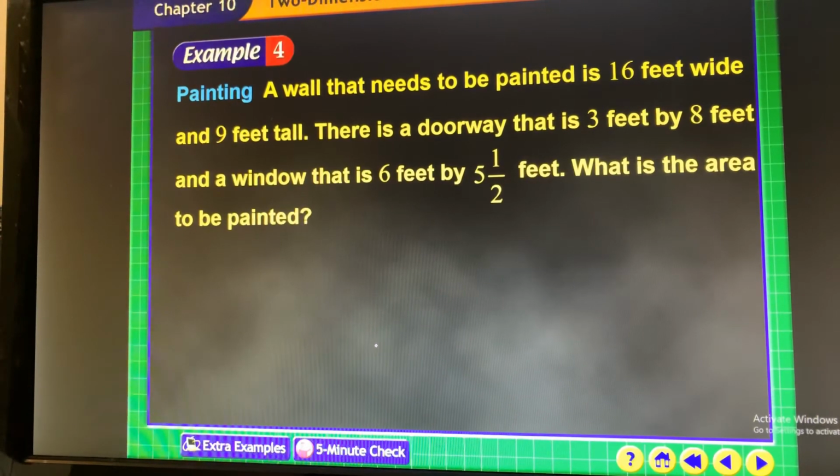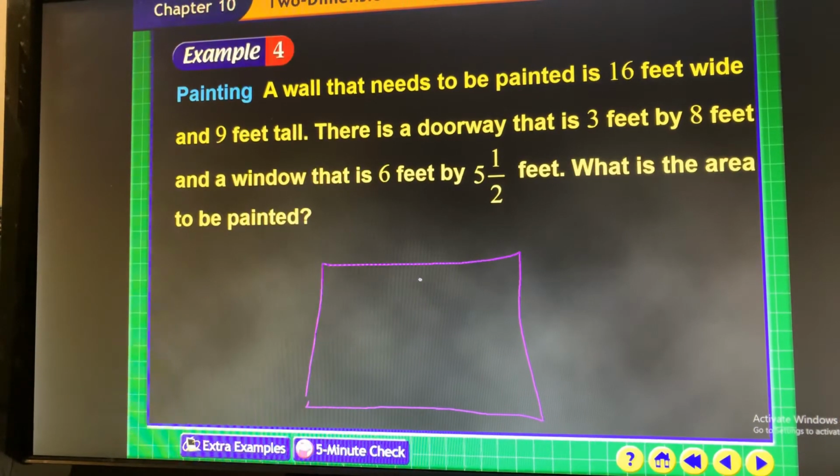A wall that needs to be painted is 16 feet wide and 9 feet tall. So we have a wall. Best wall ever. It's 16 feet wide and 9 feet tall. There's a doorway, that's exciting, that's 8 by 3. That's not really a good picture, is it? And then there's a window, just one window, that's 6 by 5.5. What is the area to be painted?